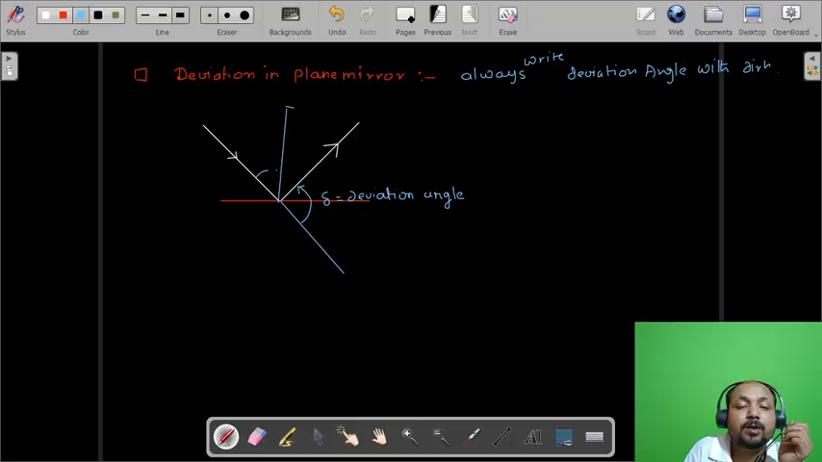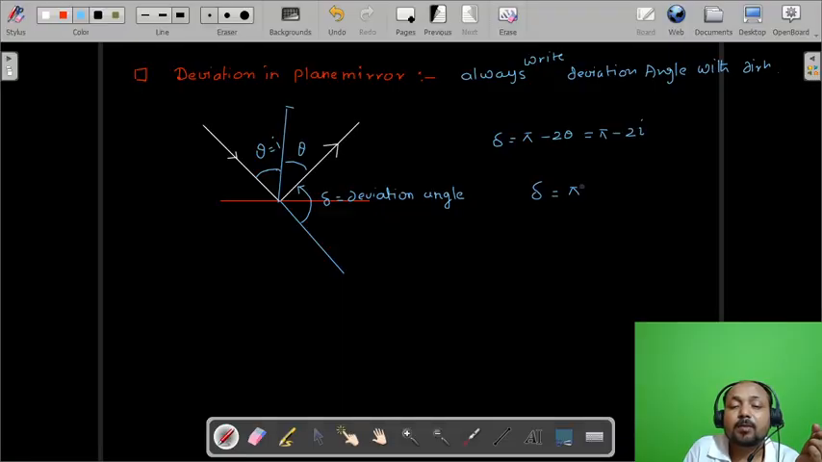Let's say this is the incident angle, theta or I. So this angle can be given as del is equal to pi minus 2 theta. The angle of incidence is I, so 2I. Here I am just writing I is equal to theta. So del can be given as pi minus 2I, in the anti-clockwise direction. Here I am mentioning the direction as anti-clockwise.